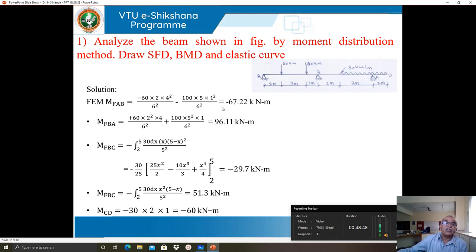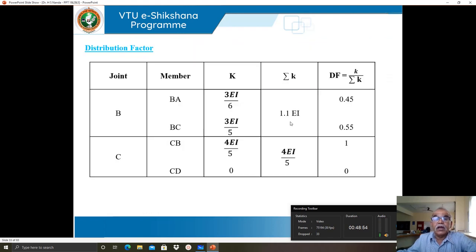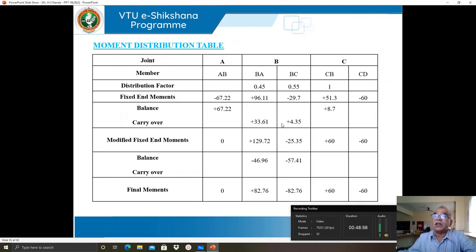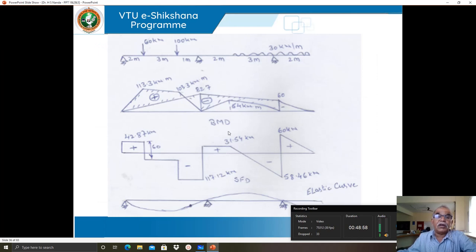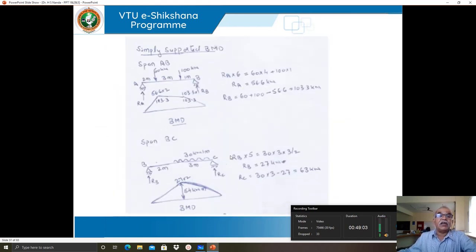Now, carrying over based on the distribution factor, etc., is as per that procedure, and we have seen a simple continuous beam and calculation of distribution factor, modification and moment distribution table, bending moment diagram and shear force diagram and elastic curve, and for shear force diagram calculation, our reactions are required.